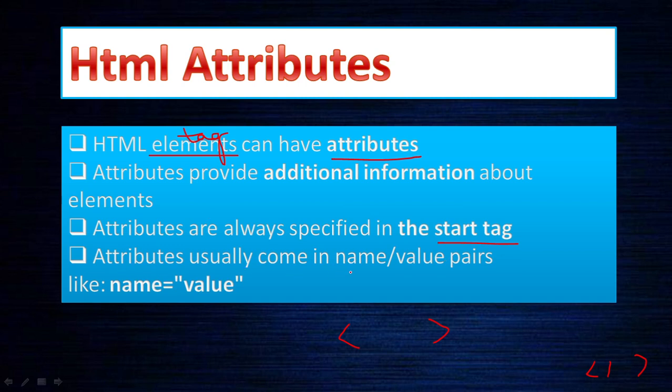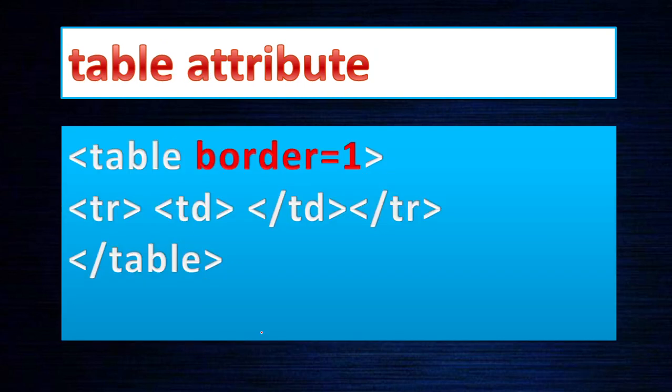Attributes usually come in name value pairs. That means what is the name of the attribute and what is the corresponding value. So here is an example. There is a border: border is equal to 1. This is the value, and here is the name. Border is the name. The name border is an attribute and the value 1 is the value. So table border is equal to 1.